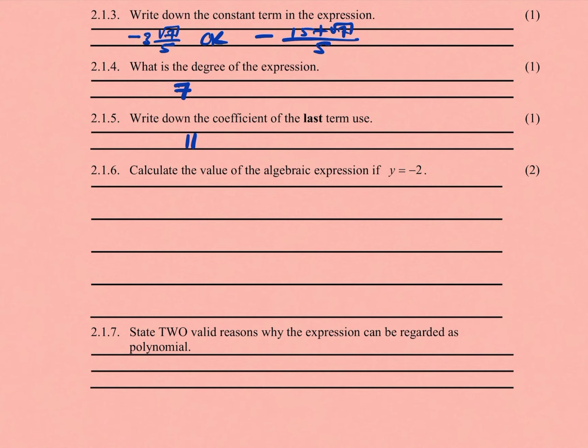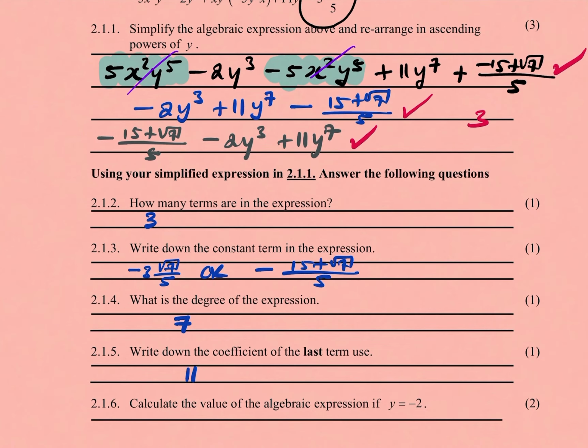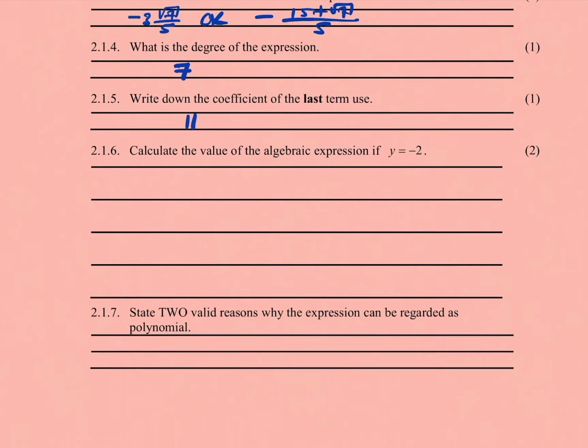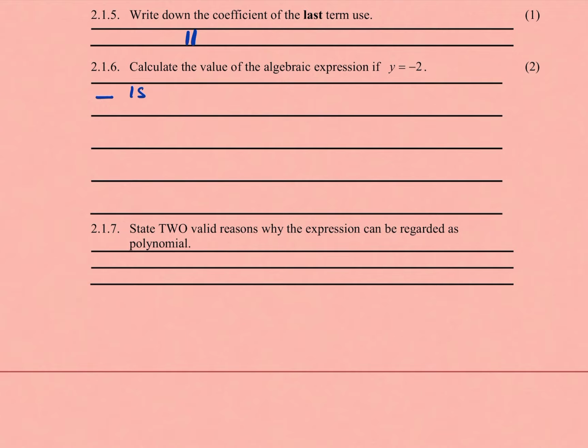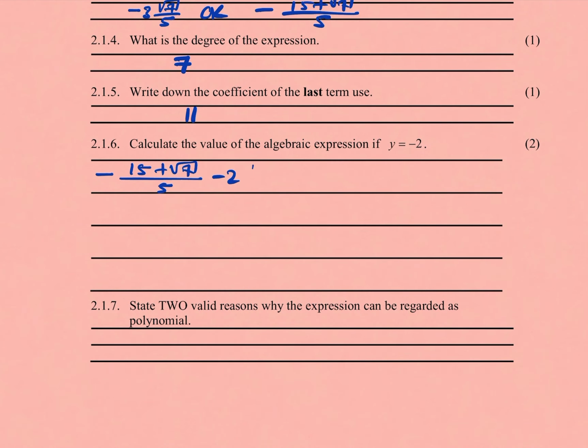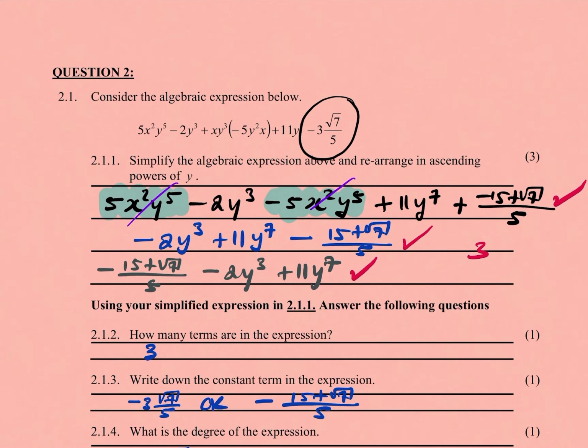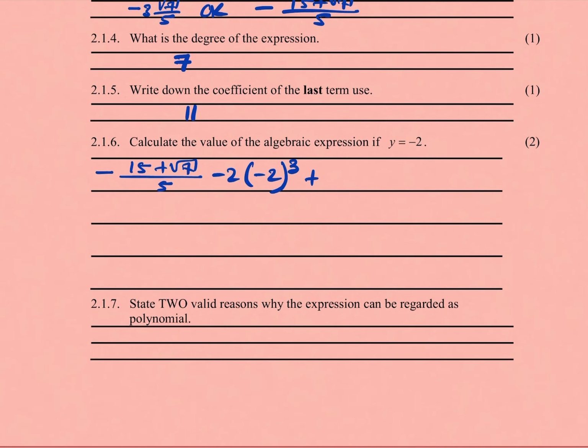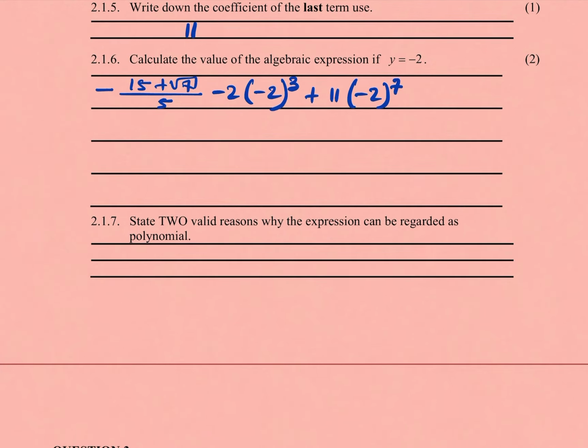Now they say, calculate the value of the algebraic expression if y equals minus 2. So this is where you need a calculator. Check how you do that. You take your y and substitute it here. So first we have minus 15 plus root 7 over 5, and then minus 2y, so y is minus 2, and you have to cube it, and then plus 11y, so y is minus 2 to the power 7.